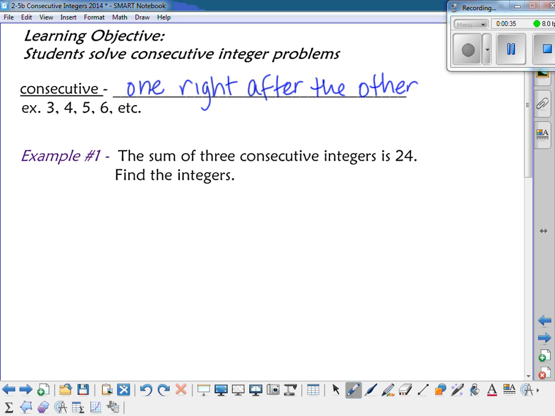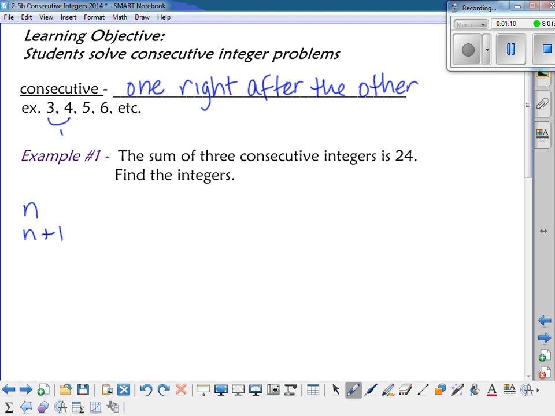So when we're talking about numbers, consecutive integers would be like 3, 4, 5, 6, etc. So example 1: the sum of 3 consecutive integers is 24, and we're going to find the integers. So first of all, let's talk about how far apart the numbers are. If I have 3 consecutive integers, and I call the first one n, how far is it from the first to the very next one? It's the distance of 1. So my next integer is just going to be n plus 1.